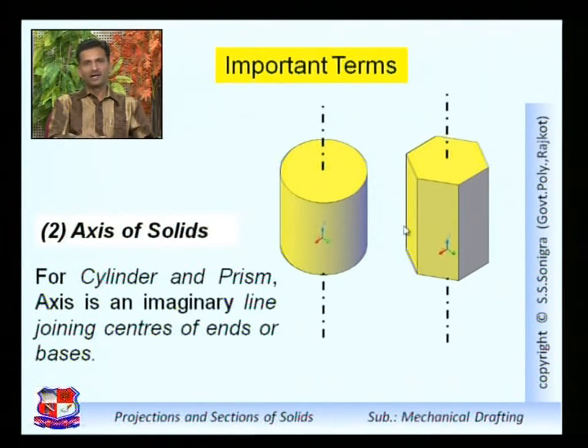And for cylinder and prism, the axis is an imaginary line joining the centers of the ends or bases. Here the centers of the circles are joined, and we can draw the axis of the cylinder. And the center of the upper hexagon and lower hexagon forms the axis of this hexagonal solid.